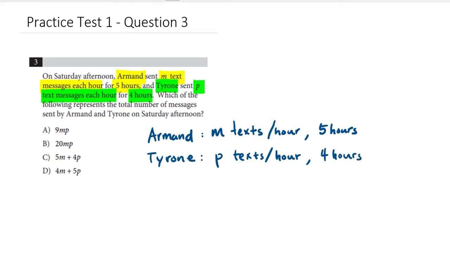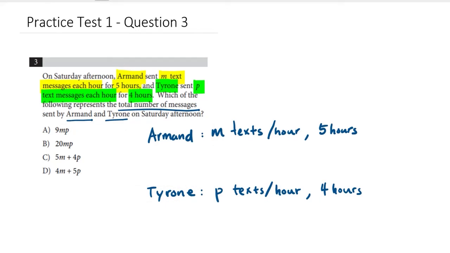So it says, which of the following represents the total number of messages sent by both Armand and Tyron on Saturday afternoon? Okay, so to find the total number of messages by two people, we would have to find, for each person, the number of texts they sent for the corresponding number of hours. Okay, so for Armand, this is the number of texts per hour, and that is for 5 hours. We can represent that as 5 times m, which is 5m.